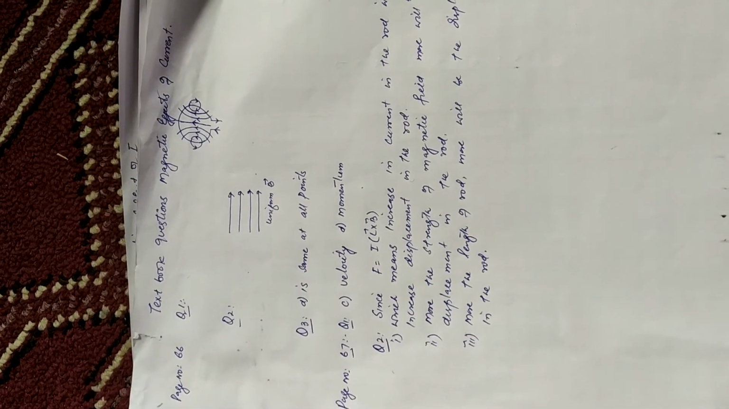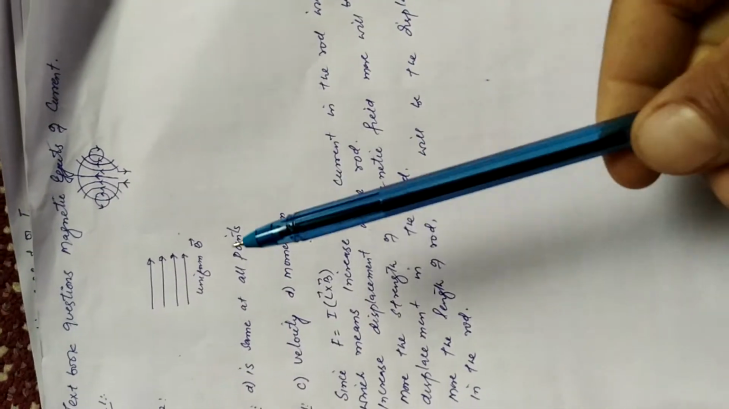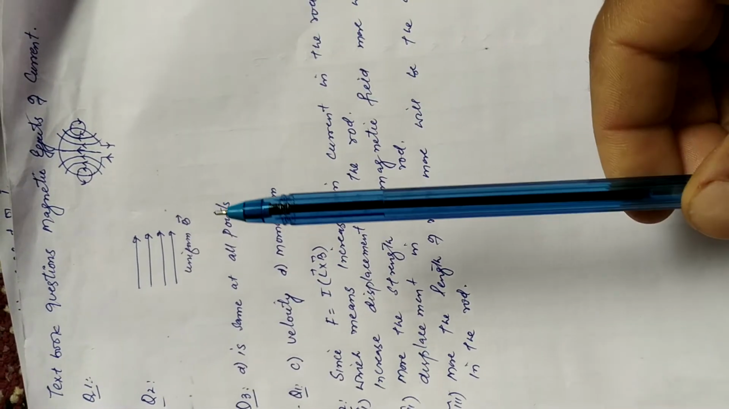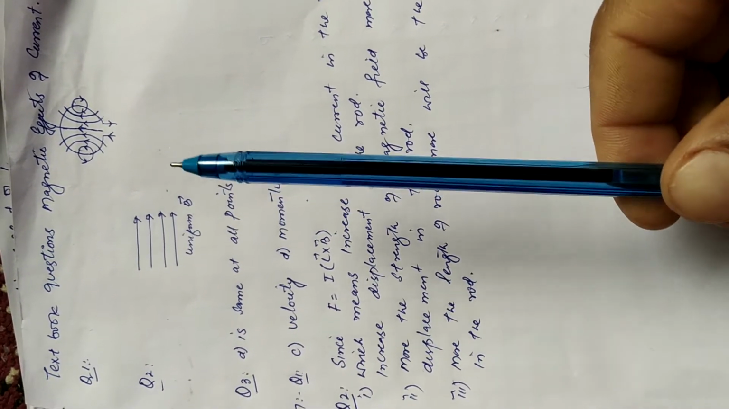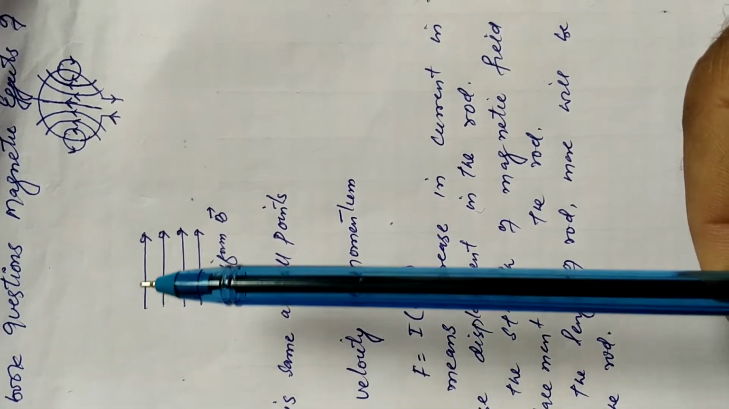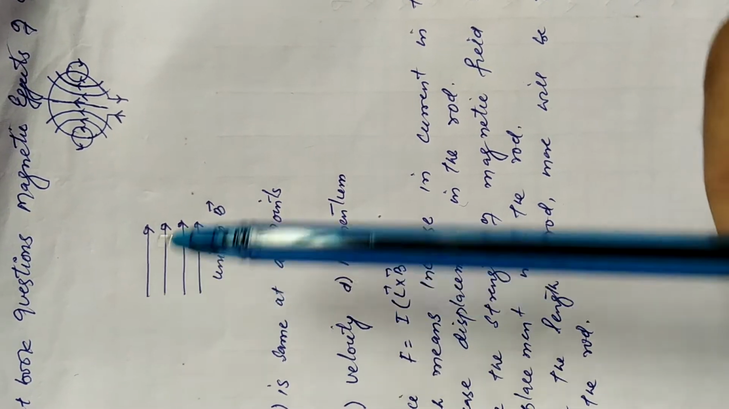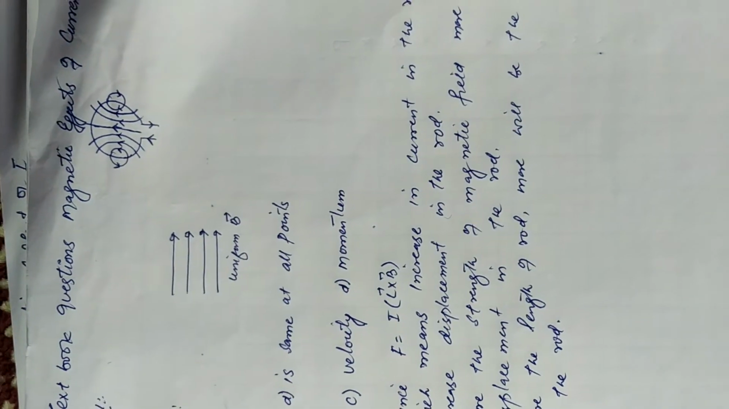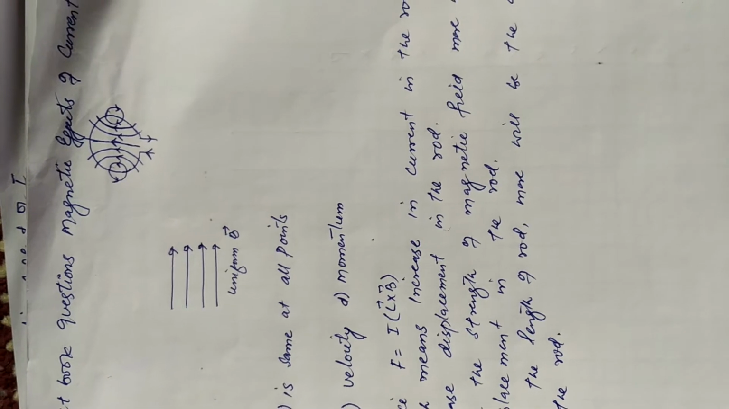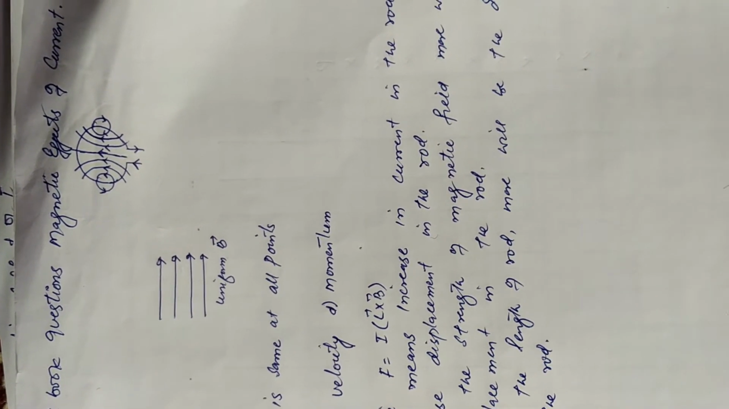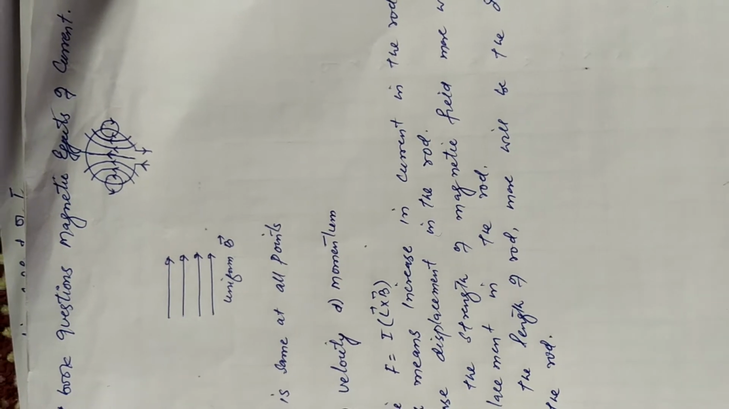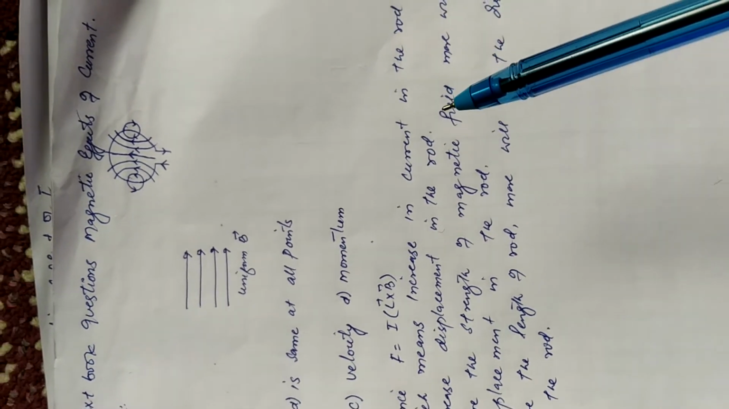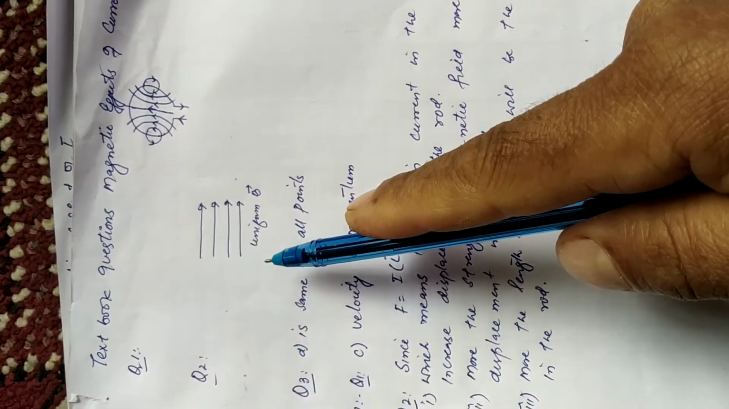Now question number two: the magnetic field in a given region is uniform. Draw a diagram to represent it. We have already gone through this term as well. When the magnetic field is uniform, it is always represented by a set of equidistant parallel lines. Uniform magnetic field means the strength or magnitude and the direction of the field at different points is the same. So this is the answer for this question.